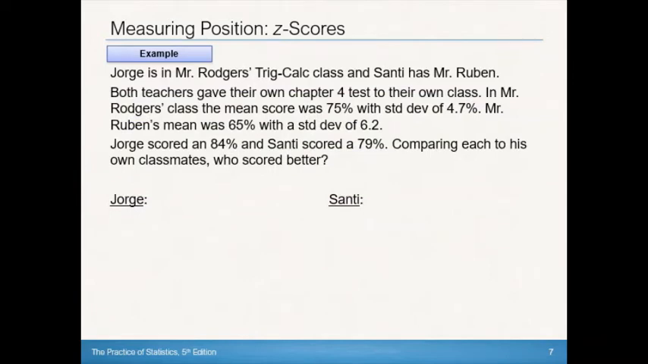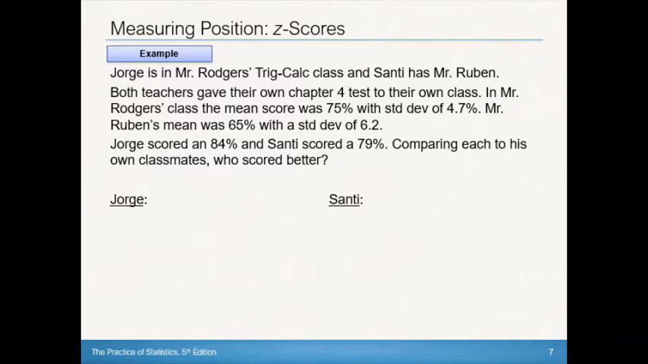All right, let's look at another example for z-scores. Jorge is in Mr. Rogers' trig calc class, and Santi has Mr. Rubin. Both teachers gave their own Chapter 4 test to their own class. Mr. Rogers' class's mean score was 75% with a standard deviation of 4.7%. Mr. Rubin's mean was 65% with a standard deviation of 6.2%. So that means Mr. Rubin's scores were more spread out than Mr. Rogers' scores because his standard deviation was larger.